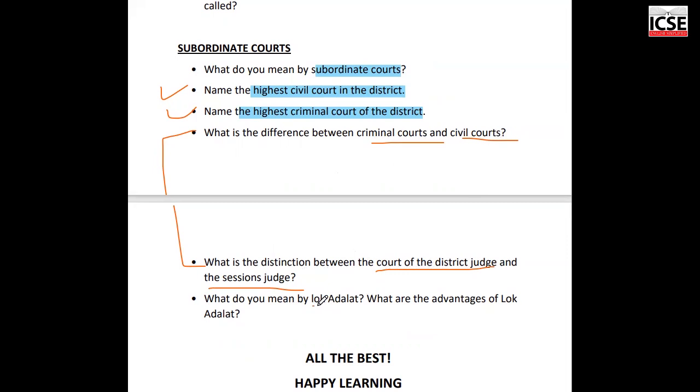Finally, what do you mean by Lok Adalat? Lok Adalat means people's court. And what are the advantages? It gives speedy justice, fast and inexpensive justice. It reduces the burden of the other courts, and it also provides social justice because it gives legal aid to the weaker sections of the society.